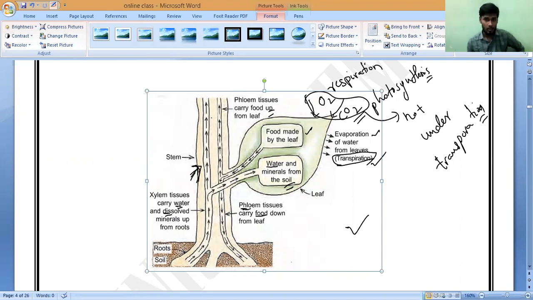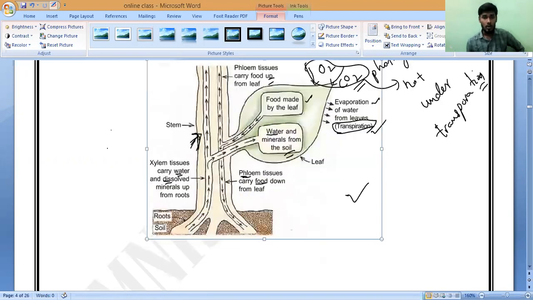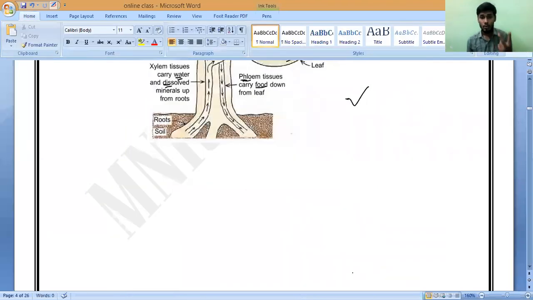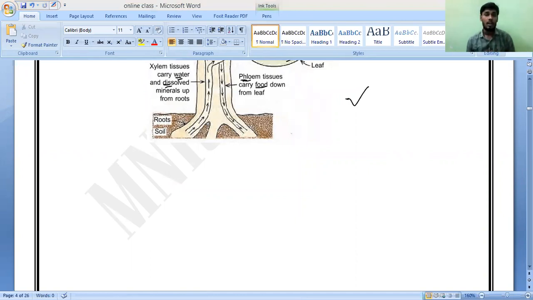So that is what I am saying. Do you all understand? Yes, sir, or no? Do you understand or not? Please try to understand and make this diagram, take a screenshot. This is the representation of transport in plants. So now we have two kinds of transport systems. One is the xylem transport system, and another one is the phloem transport system.